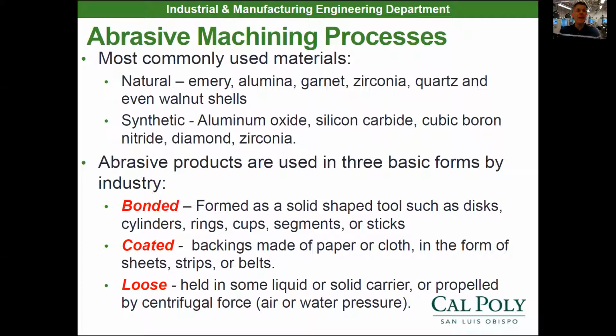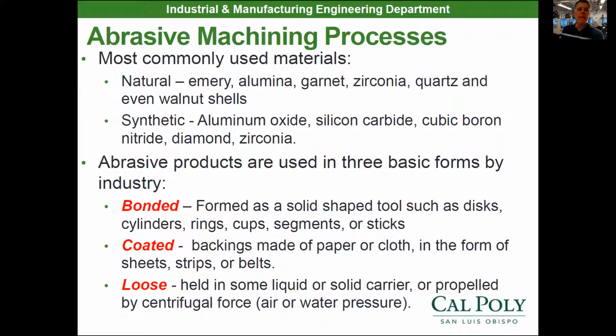Now, they can be loose as well. When they're loose, they're held in some sort of liquid or solid carrier and propelled by centrifugal force. So it's either air or water pressure or some sort of polymer. We're going to see that when we talk about extrude hone a little bit later today. The abrasive is actually held in a putty.